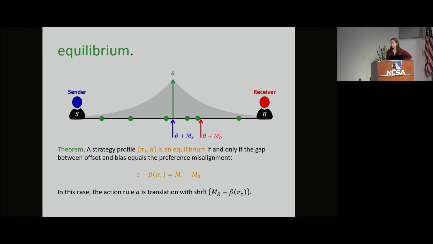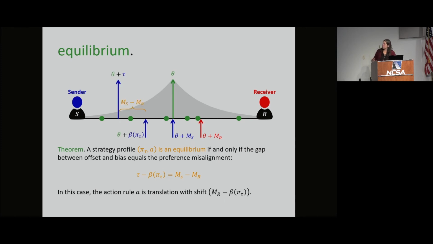And now I can tell you the equilibrium characterization, which will allow us to make economically meaningful conclusions and comparative statics about how people behave in this world. And so the equilibrium characterization says that a strategy profile is an equilibrium in the broad set of everything that people can do, if and only if this gap that I was telling you of between the tau, the target of the communication scheme, and the bias of the communication scheme is equal to the preference misalignment. And then the action rule does the appropriate debiasing. Okay, so this is always going to be an equilibrium.